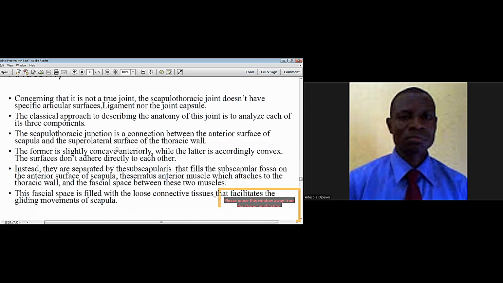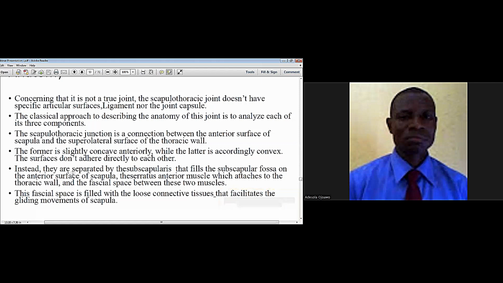The former is slightly concave. That means the anterior side of the scapula is concave, while the latter, the rib, is convex, forming concave and convex surfaces, possibly like that of the hip. But are they true? There is a line joint, a false joint. Instead, they are separated by the subscapularis muscle that fills the subscapular fossa on the anterior surface of the scapula, the serratus anterior muscle, which attaches to the thoracic wall, and the fascial space between the two muscles.